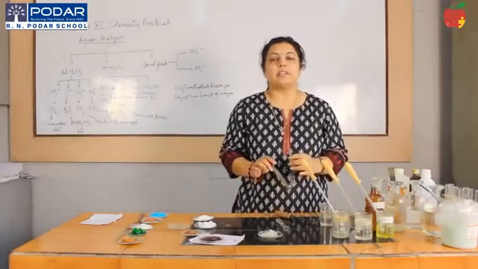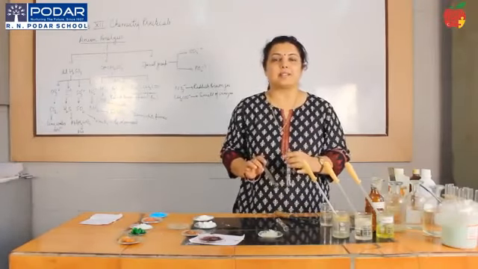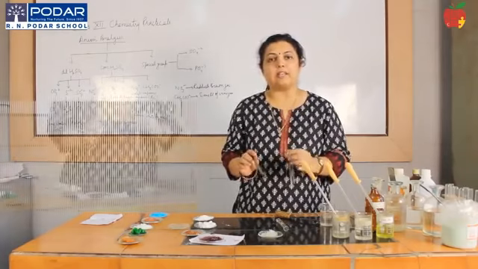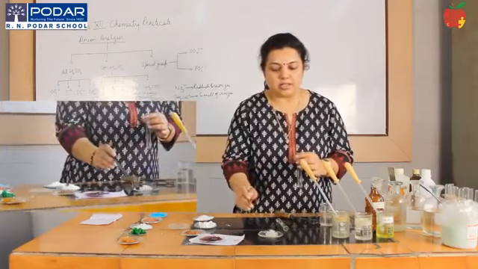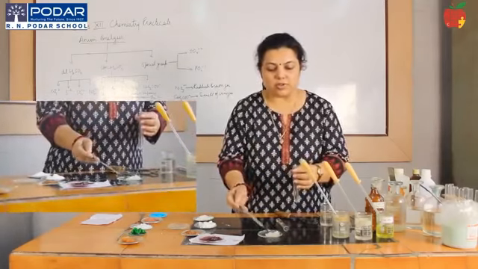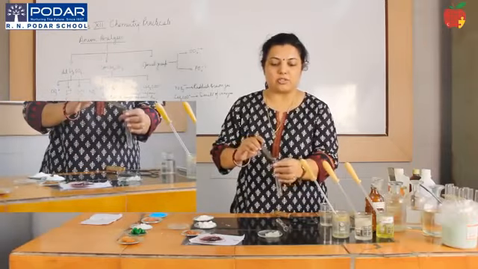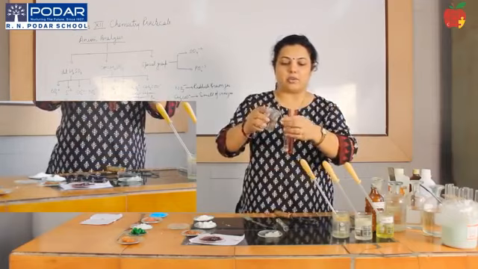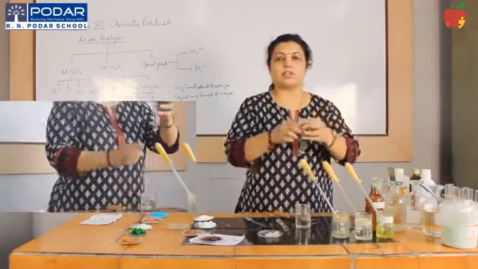Now the confirmatory test for nitrate is the brown ring test. Ma'am has already shown you the preliminary test with cobalt nitrate. I have taken another salt, ammonium nitrate. You can see it's a crystalline salt and it's deliquescent also. So first we'll make a salt solution. To make a salt solution, you take the salt, add water and shake it so that the salt dissolves.